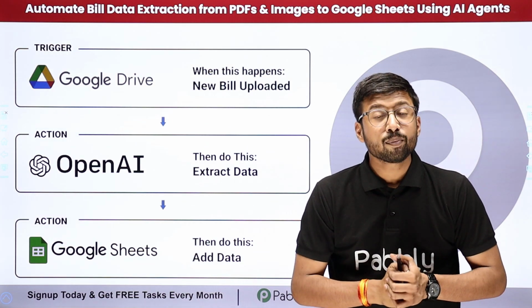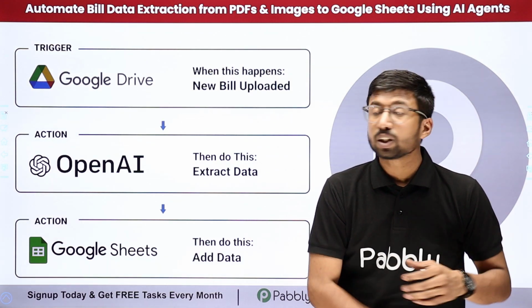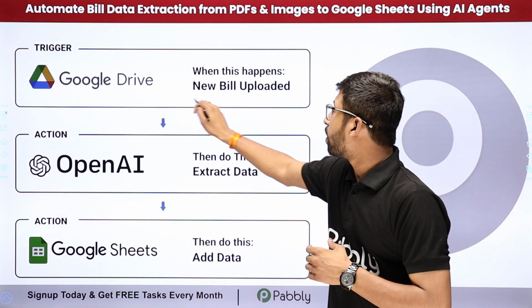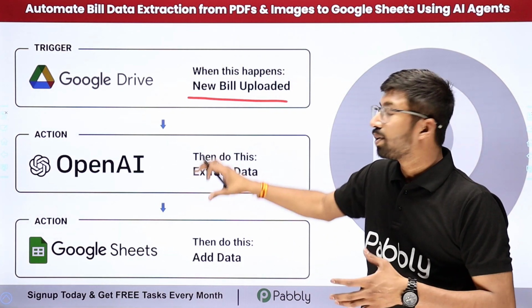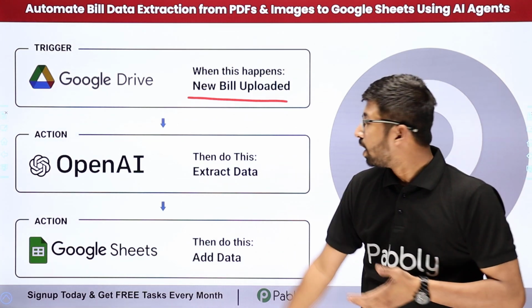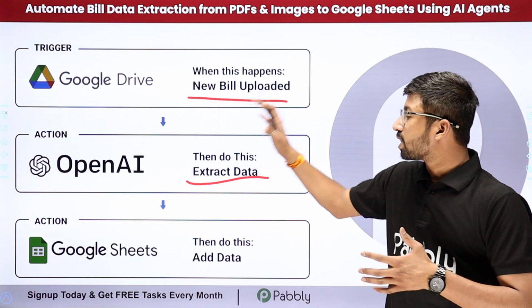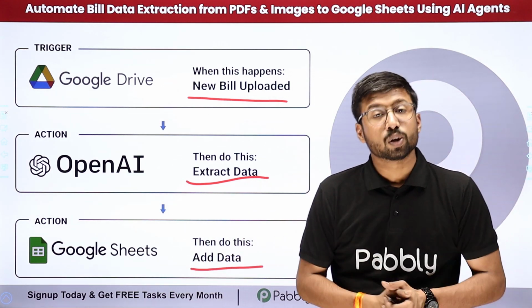So let me tell you, you can build an AI agent for this. Now this AI agent will take the PDF files or images of the bill which you can upload in Google Drive. After taking the image or the PDF of the bill, this AI agent will send the same bill to OpenAI, and using OpenAI, it will extract the details from that bill. After extracting the data or the details, it will add the same bill details in your Google spreadsheet and create a new record over there.